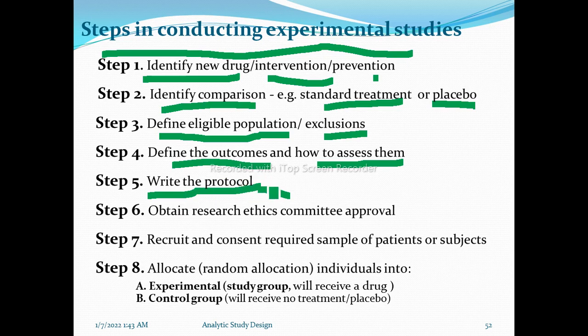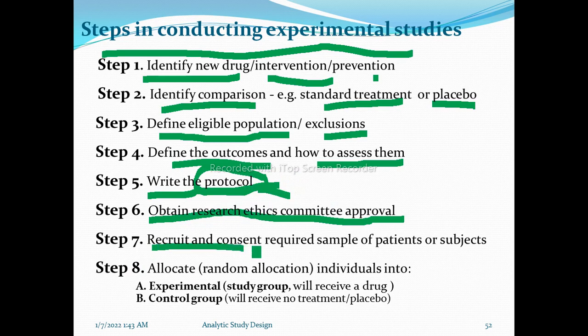To register and to get ethical clearance, you will have to write a protocol, or develop a protocol. The other step is to obtain research ethics committee approval after developing the protocol. A protocol is like a proposal for other studies. Step 7 is to recruit and consent the required sample of patients or subjects. In step 7, recruitment will be made and consent will be taken from each individual.